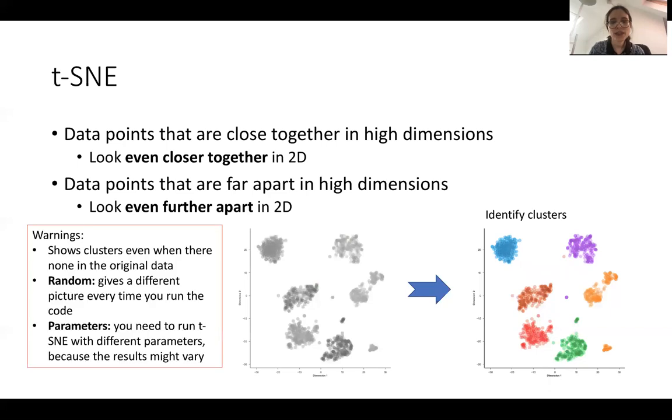Then you can use clustering algorithms that we'll talk about in the next section to identify which points belong to which cluster. However, there's lots of warnings associated with T-SNE. First of all, it will probably show clusters even if there are none in the original data because it accentuates any clustering effects. In addition, T-SNE produces a random figure every single time you run it, which means that you want to be able to run the T-SNE algorithm multiple times in your data and make sure that the results are consistent. Also, there are some free parameters, and you should run T-SNE with different sets of parameters because the results might vary, and you want to see if the results are robust.